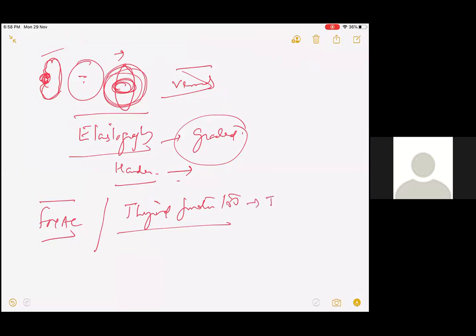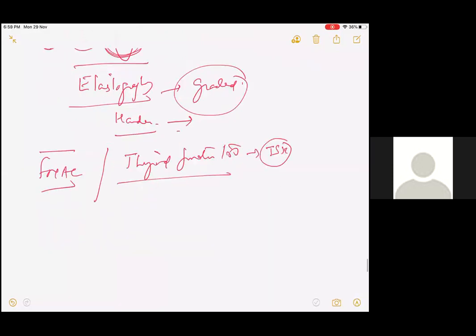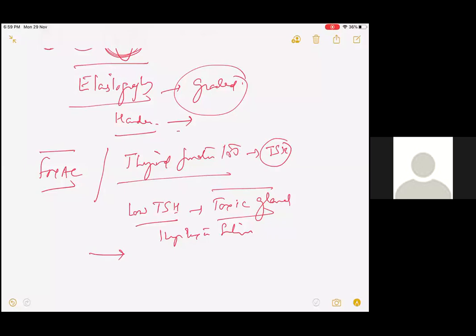It is very important to get the TSH level. Because if the TSH is low, which means toxic gland, I'm dealing with a thyrotoxic situation, right? And if I poke in a needle, I may precipitate a storm, what is called as a thyroid storm.